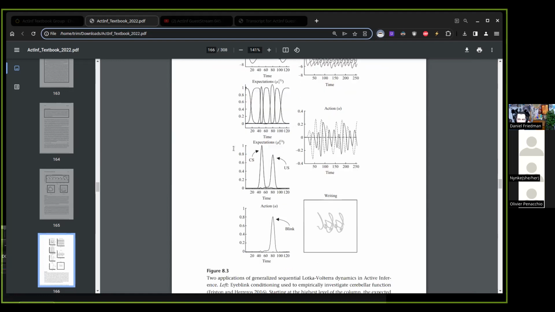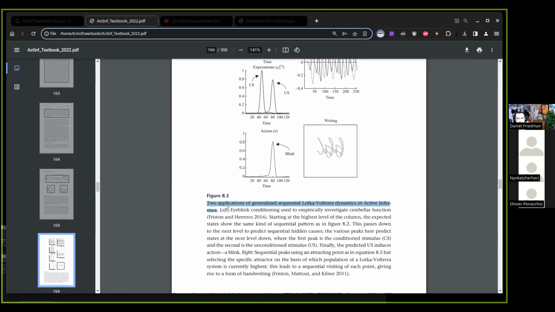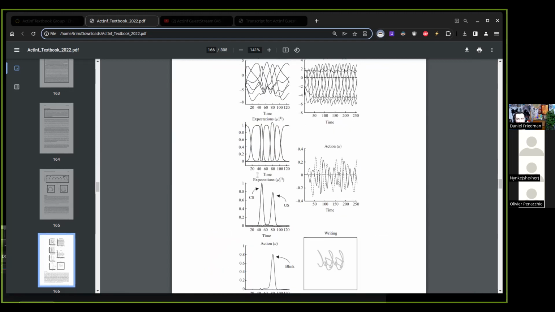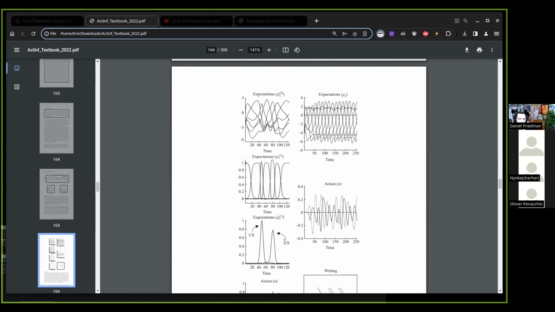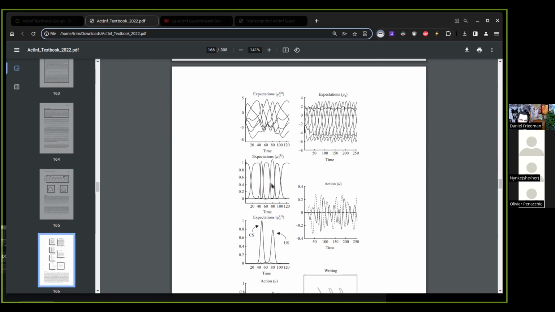Now the Lotka-Volterra is going to be applied in a few different active inference contexts. The first is in the eye blink conditioning. And so this is conditioned stimulus and unconditioned stimulus. So this is kind of like a classical Skinnerian behaviorist paradigm of behavior, action, blinking, associated with conditioned and unconditioned stimuli using this dynamical systems framework.